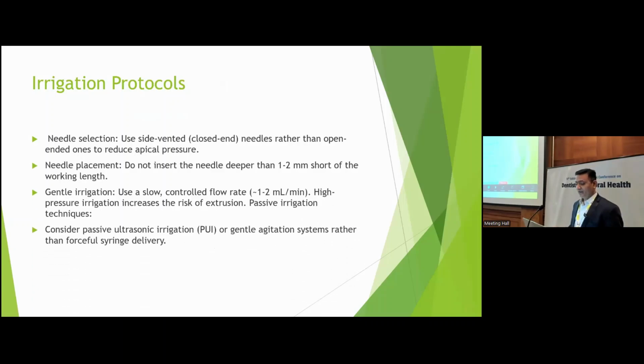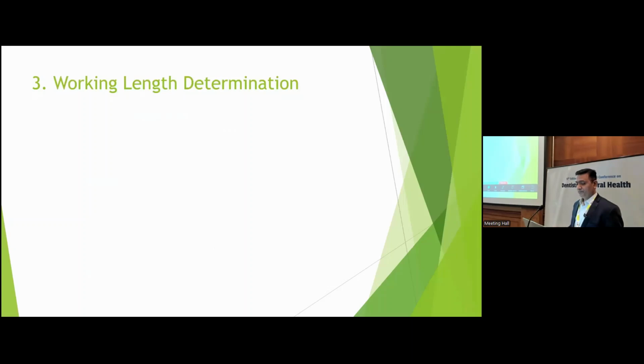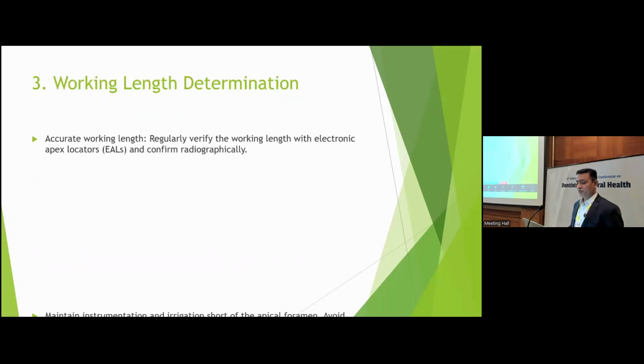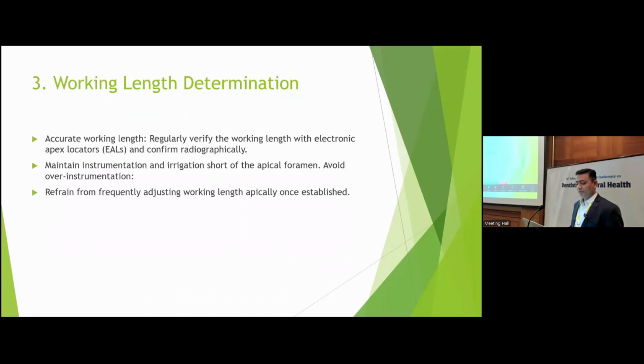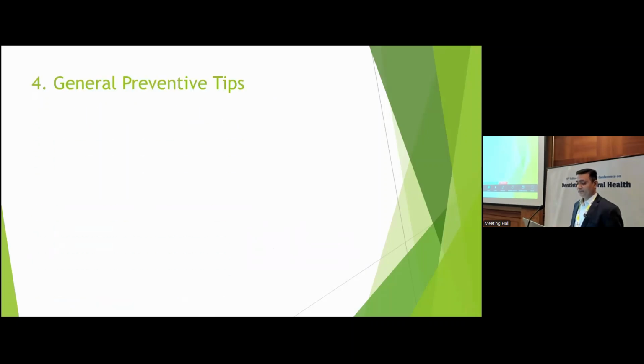Gentle irrigation is also required and the flow should be controlled, that is 1 to 2 ml per minute. Consider passive ultrasonic irrigation also. Working length determination should be confirmed. There should not be frequent re-framing and adjusting of the working length.